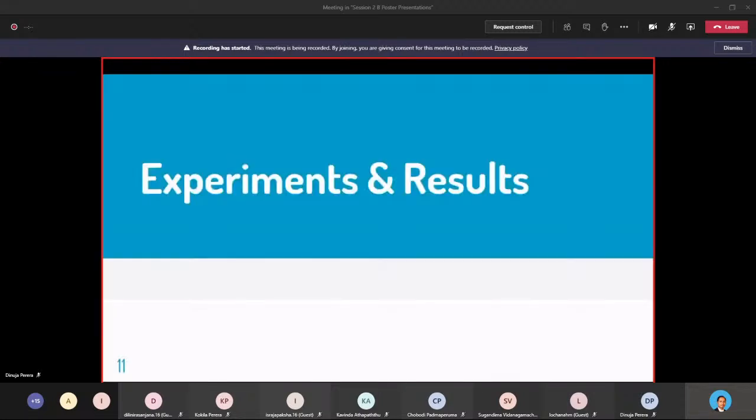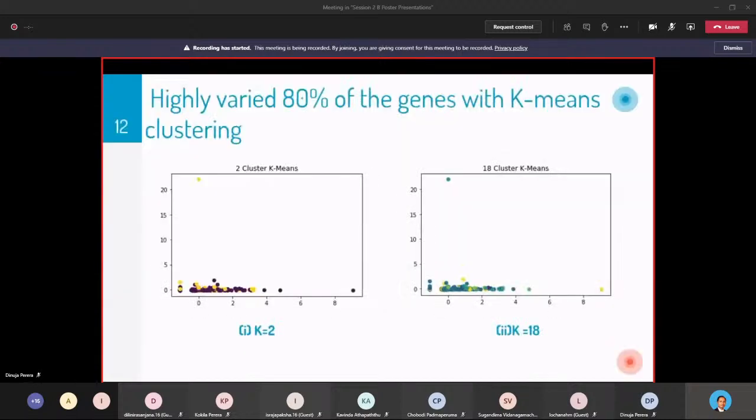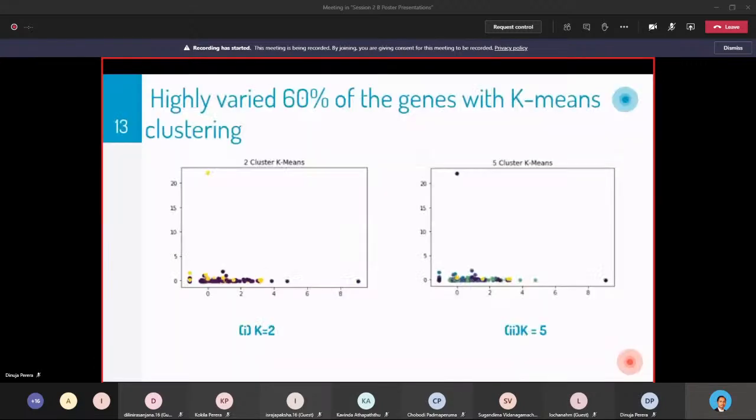What are the experiments and results? First, we considered the variance. We applied k-means with the highly varied 80% of the genes. We have taken 2 and 18 as the cluster sizes from the elbow method, but we couldn't see any separated clusters. We did the same for the highly varied 60% of the genes, for k equals 2 and k equals 5 from the elbow method. This also didn't give any separated clusters.